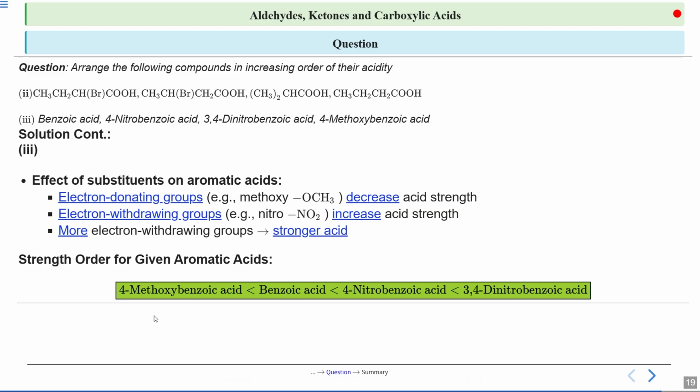In 4-methoxybenzoic acid, we have an OCH3 group, which is an electron donating group. So this electron donating group decreases the acidic strength because it destabilizes the carboxylate ion. So that is why this 4-methoxybenzoic acid is least acidic, and 3,4-dinitrobenzoic acid, which consists of two nitro groups, is most acidic. Okay, so I hope this is clear to you.